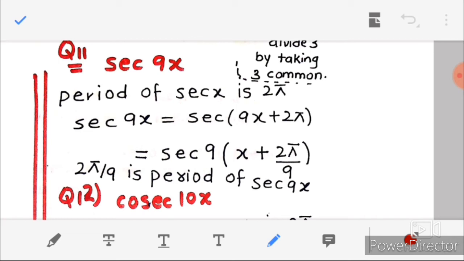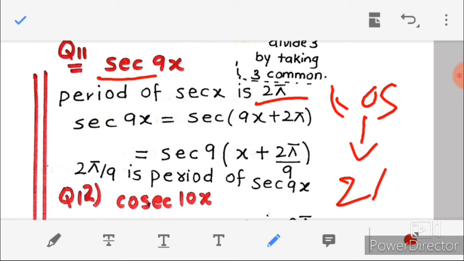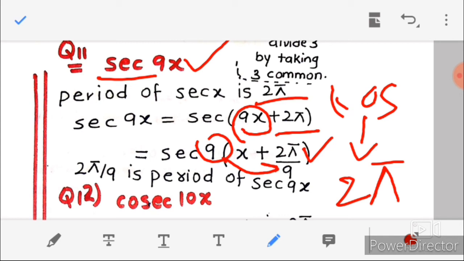Question number 11, secant 9x, we have to find the period of this. Secant is the reciprocal of cos. Its period is 2 pi because the period of cos theta is 2 pi. Now sec 9x equals sec of 9x plus the period 2 pi. Now taking 9 common, we get 9 bracket x plus 2 pi divided by 9. So 2 pi divided by 9 is the period of sec 9x.